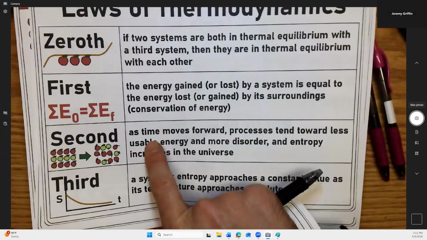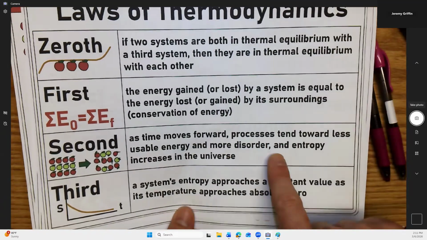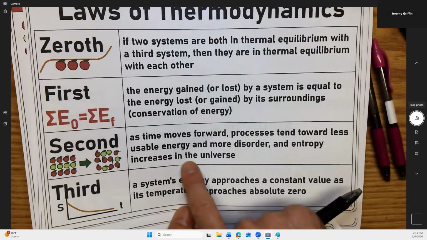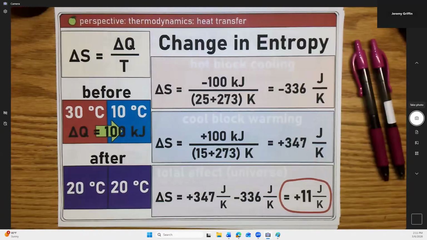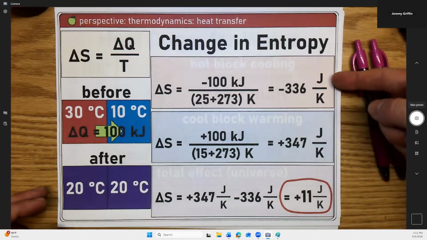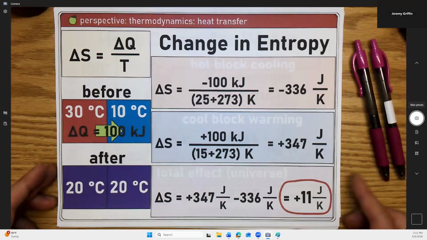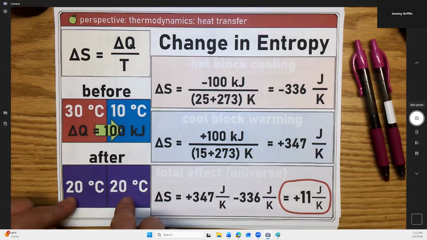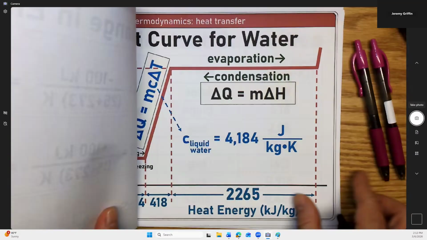Let me go back and reread that. As time moves forward, processes tend to move toward less usable energy and toward more disorder. Entropy always increases in the universe. In the universe is kind of key too, because notice that in one of these blocks the entropy actually decreased, but in the other it increased. But overall in the universe, the sum total, entropy always increases. So again, the hot next to the cold will reach an equilibrium spontaneously, but it will never happen in reverse spontaneously.